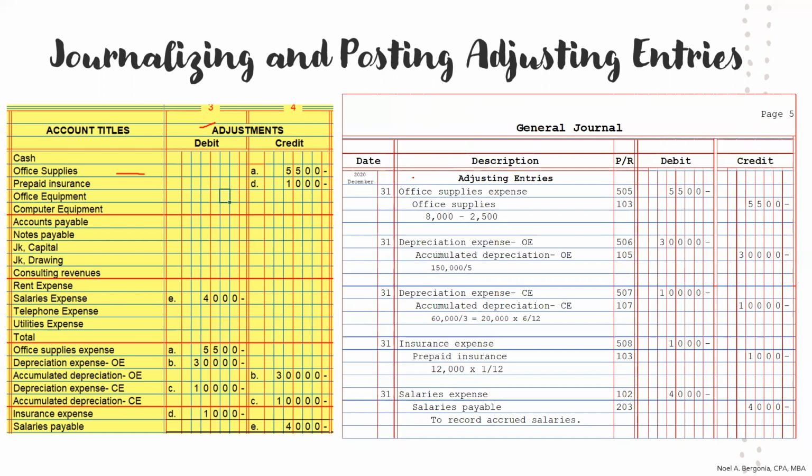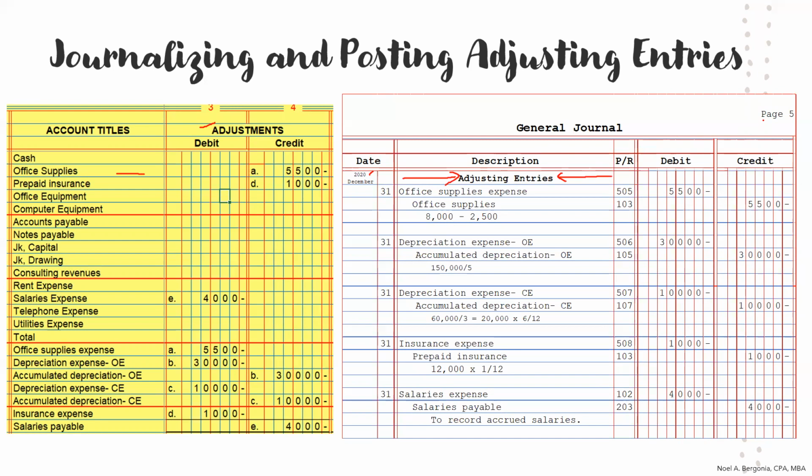So before you start journalizing the adjusting entries, write the words "adjusting entries" in the description or explanation column. This is simply to denote that the following entries in our journal are adjusting entries. And again, do not forget that since this is for the Butter Legal Services worksheet, the date was December 31.